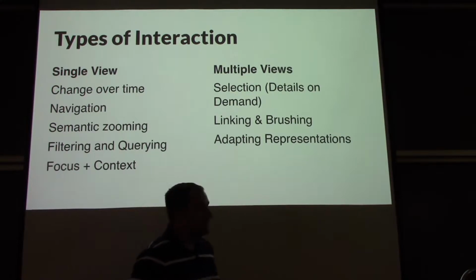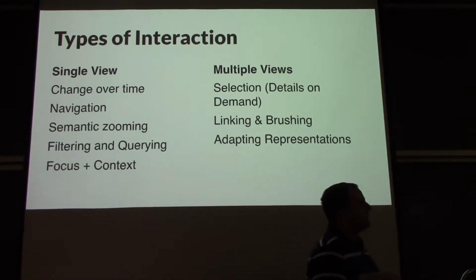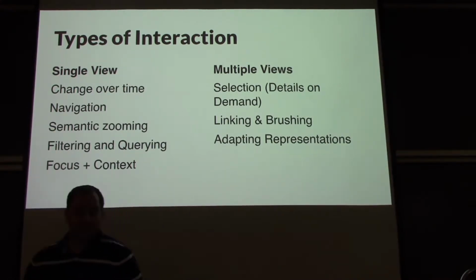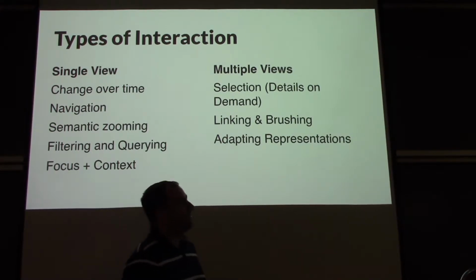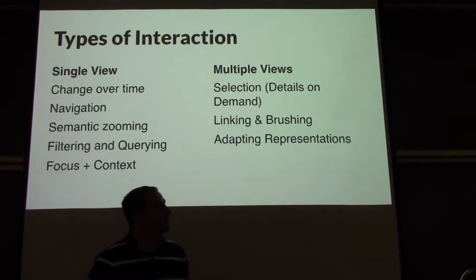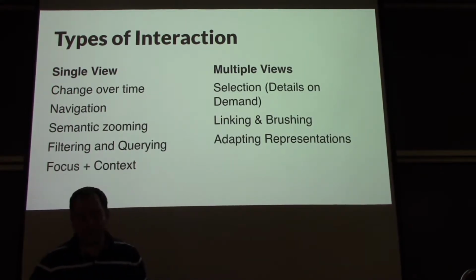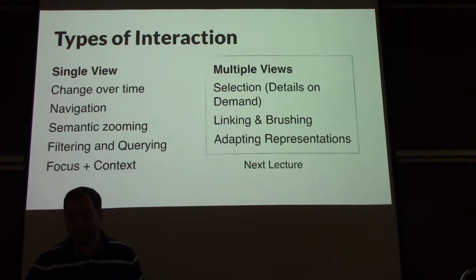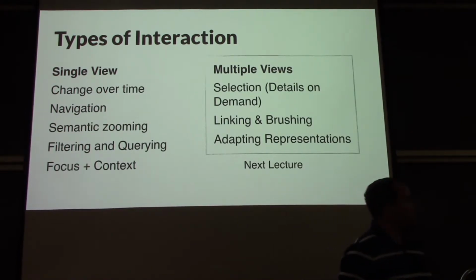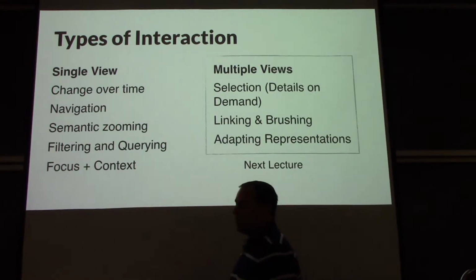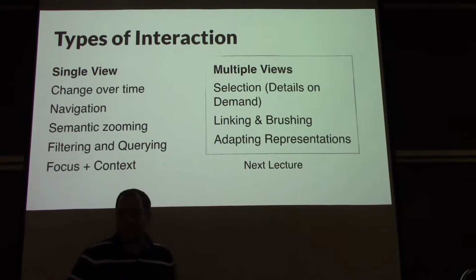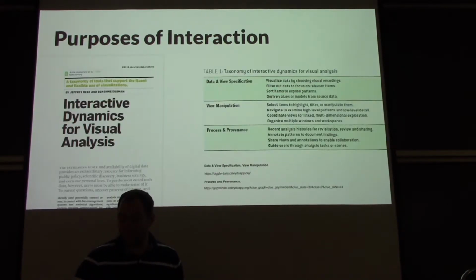There's a couple of types of interaction that I will be using to structure the rest of this lecture. I distinguish between single view interaction and multiple view interaction. We'll be talking about how to use interaction for change over time, how to navigate, how to semantically zoom, how to filter and query, and how to do focus and context. And then we'll have a lecture after fall break on view coordination, where we will be talking more about interaction as it pertains to selections for details on demand, to linking and brushing, and to adapting representations.